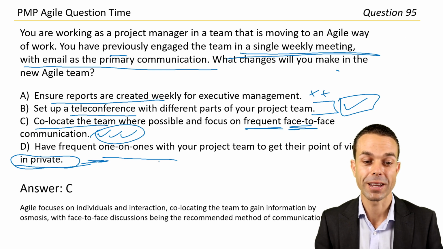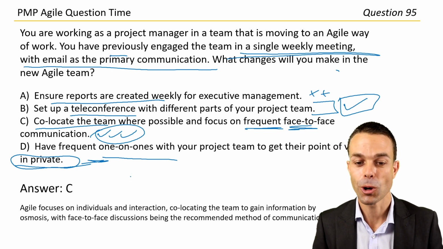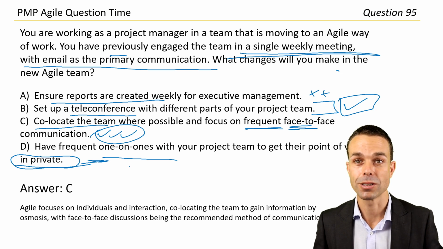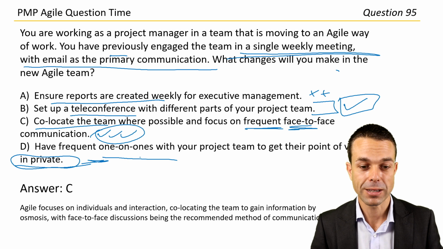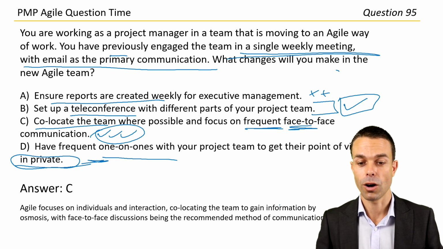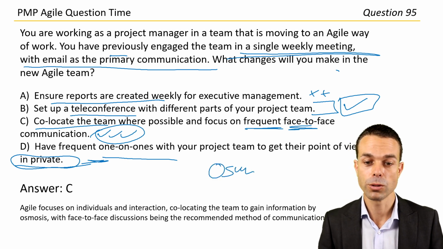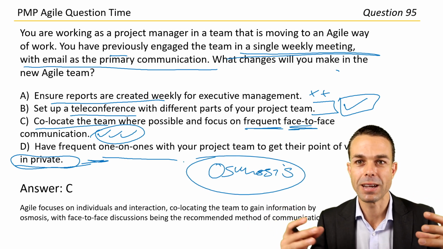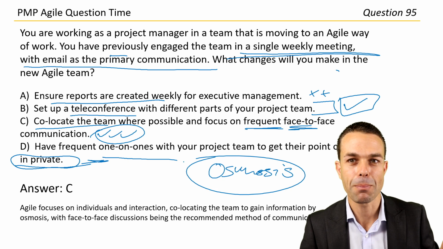Agile focuses on individuals and interaction, co-locating the team to gain information by osmosis. Oh, now this is a good one. With face-to-face discussions being the recommended method of communication. What is osmosis? This is where we're getting information just from the information that's happening around us.